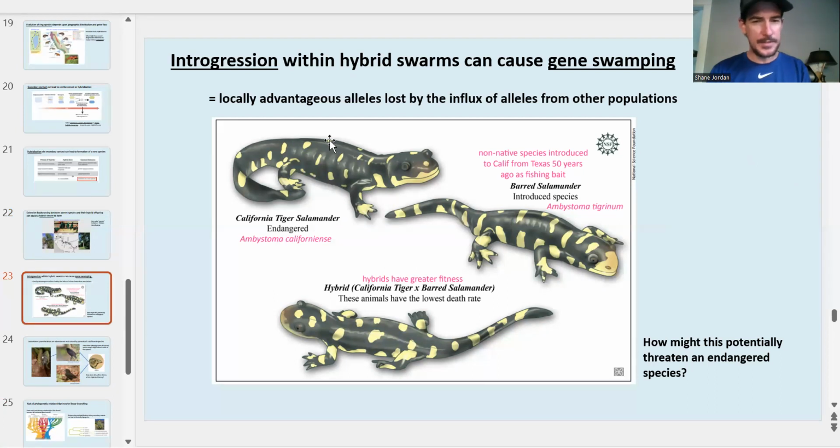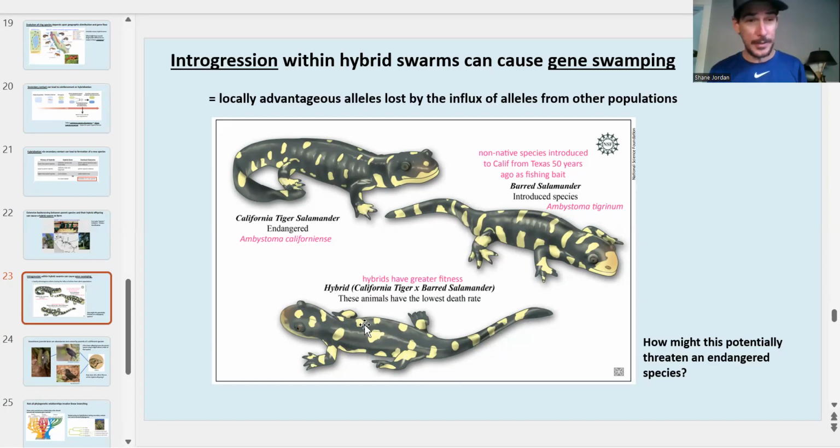We have a species of tiger salamander here in California, which is an endangered species. About 50 years ago or so, during the 20th century, a non-native species of salamander called the barred salamander was introduced to California for fishing bait. Reproductive isolation between California tiger salamanders and these Texas barred salamanders is almost non-existent. It's very weak. They can produce viable hybrid offspring, and in fact, their hybrid offspring have higher fitness than either of the two parent species.